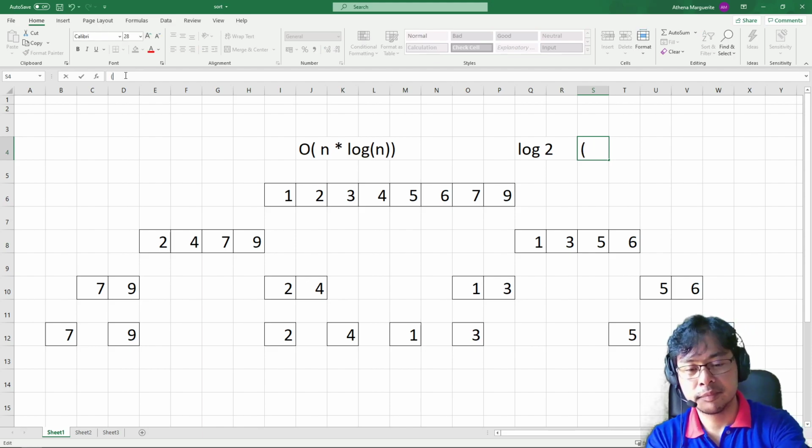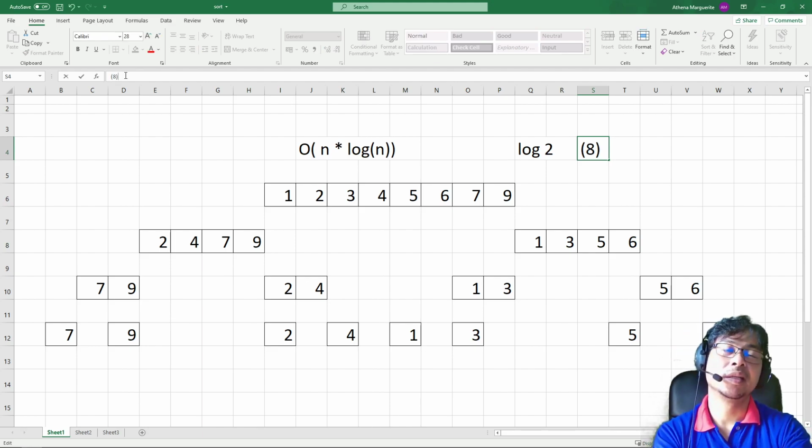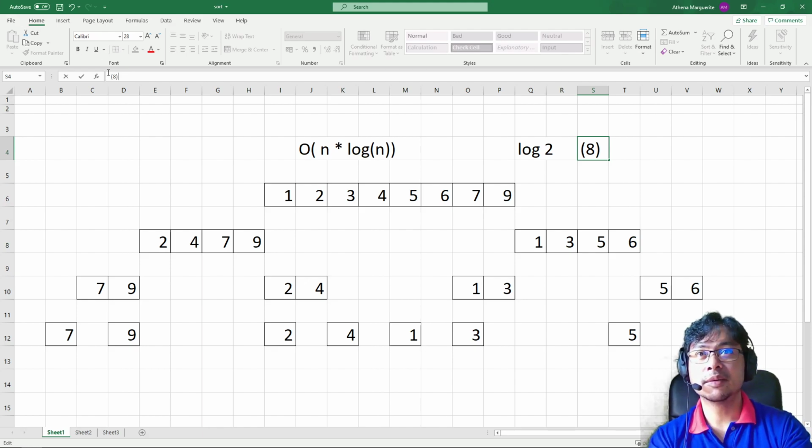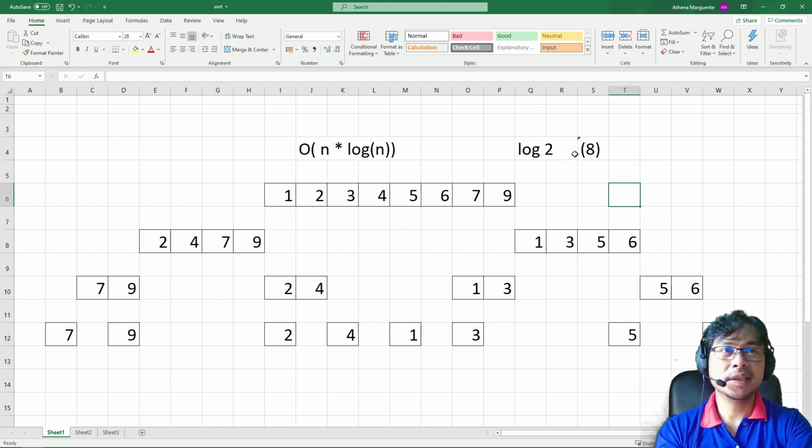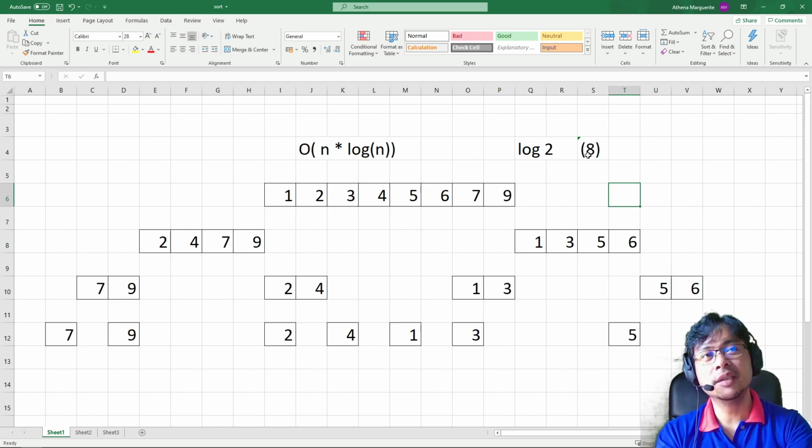Yan, log of 8, in Excel. So how does that happen? How do we compute it, or how do we read it? The understanding here is really very simple. The question is, how many times do you need to raise the base 2 to reach the number 8?